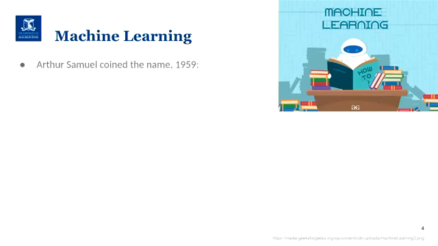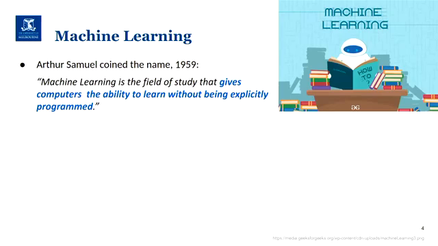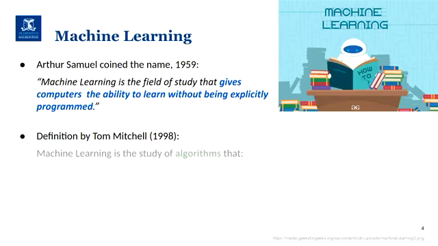The term machine learning was coined quite a while ago, in 1959 by Arthur Samuel. At that time, he said that machine learning is a field of study that gives computers the ability to learn without being explicitly programmed. A different way to say what I just said. This was revisited 40 years later by Tom Mitchell.